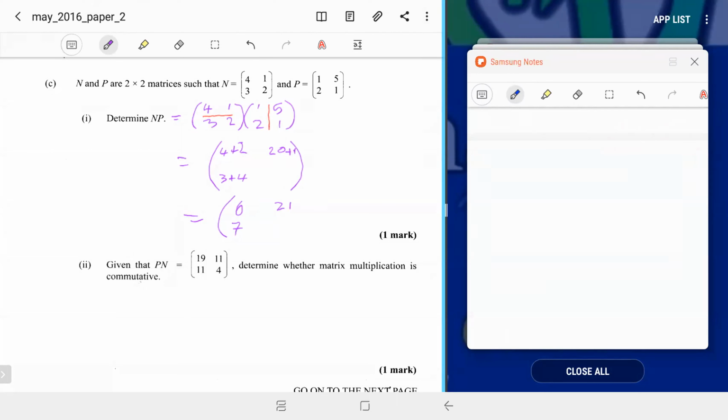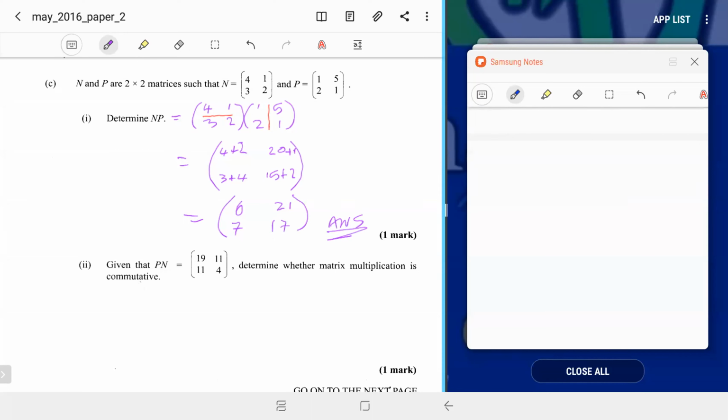And then the last value over here is in the second row, second column. To get that value, we use this second row and this second column. First element by first element, second element by second element. 3 times 5, 2 times 1. 3 times 5 is 15, 2 times 1 is 2. 15 plus 2 is 17. Done. That's the answer right there.